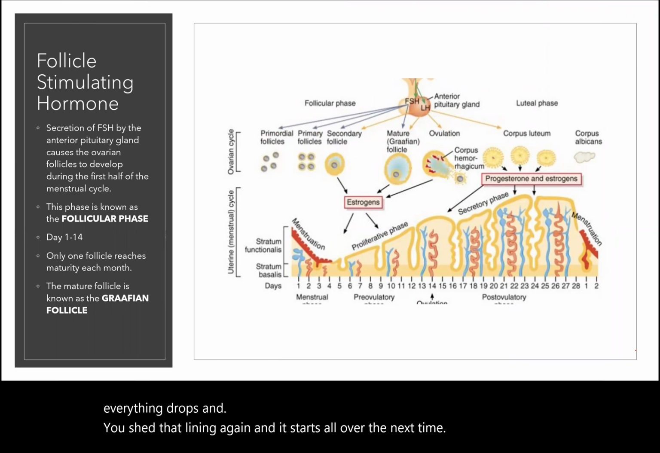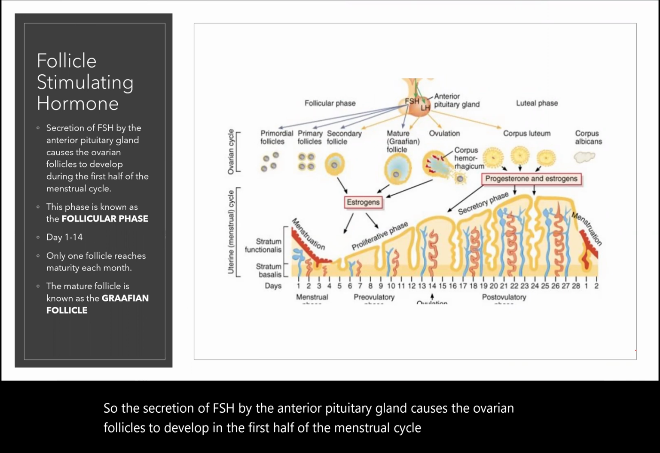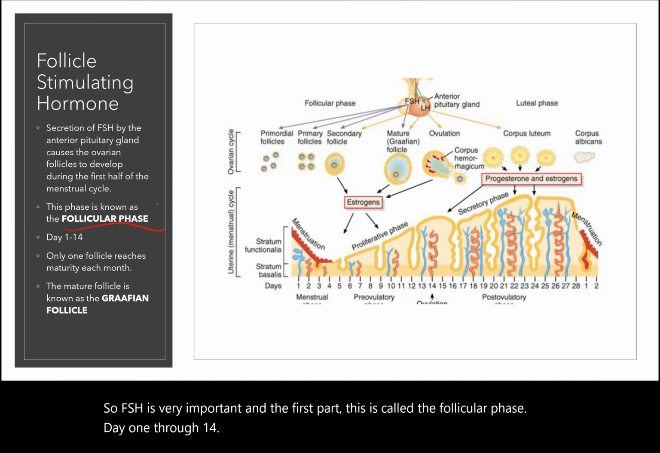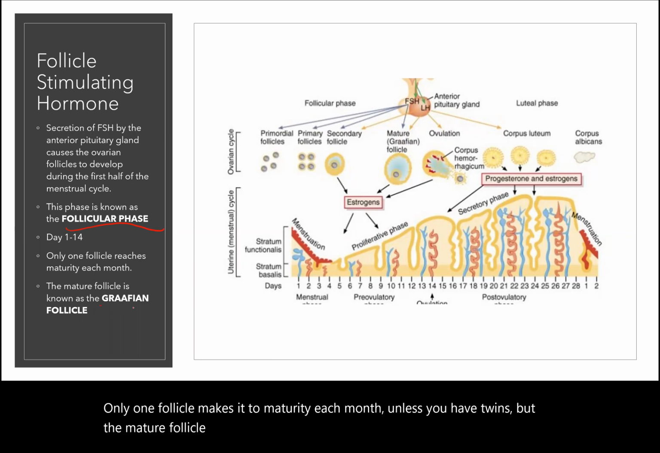So the secretion of FSH by the anterior pituitary gland causes the ovarian follicles to develop in the first half of the menstrual cycle. So FSH is very important in the first part. This is called the follicular phase, day 1 through 14. Only 1 follicle makes it to maturity each month unless you have twins. But the mature follicle is known as the Graafian follicle.